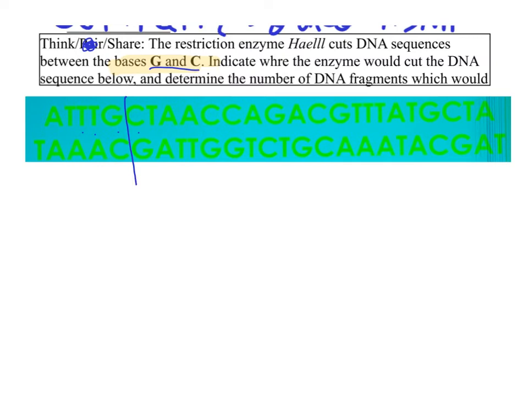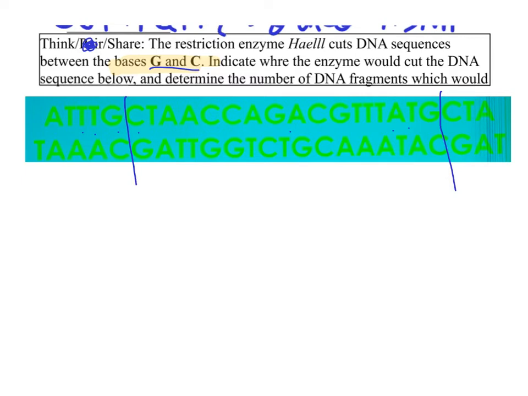Now I'm going to continue reading my DNA strand. C, T, A, C, C, A, G, A, C, G. So we have a CG, but because it's not GC, I am going to leave that alone. T, T, T, A, T, G, C. So I see GC again. Now I've made all of the cuts.